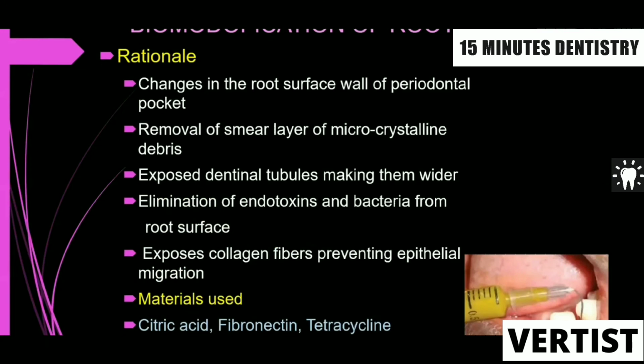The biomodification of the root can be achieved by using different materials like citric acid, fibronectin, and tetracycline, which allow changes in the root surface wall of the periodontal pocket. Also, it removes the smear layer of microcrystalline debris. It exposes the dentinal tubules, making them wider. It eliminates the endotoxin and bacteria from the root surface, and it also exposes the collagen fibers, preventing the epithelial migration.